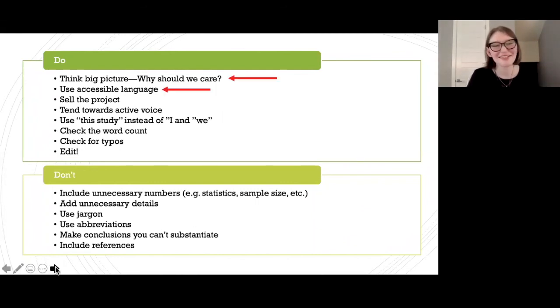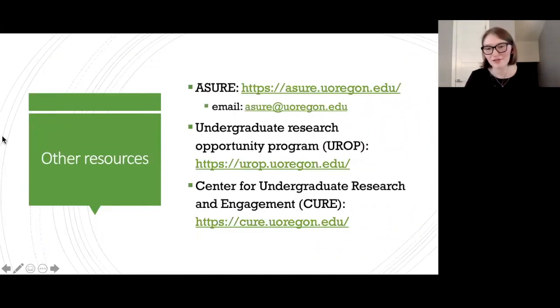We've talked about this a lot, but thinking big picture and using accessible language are the most important things, I think. And these are things that grown-up scientists are still mastering as adults. So getting started on this early in college, you're head and shoulders above other people when you're talking about general communication and science communication especially. And so now I'm going to hand it over to Jules to talk about other resources on campus and ASURE generally.